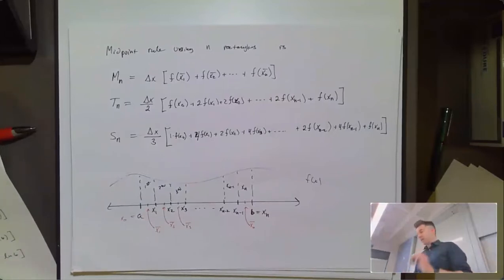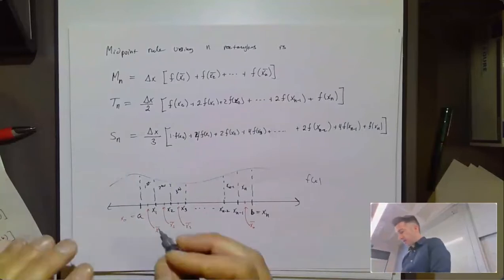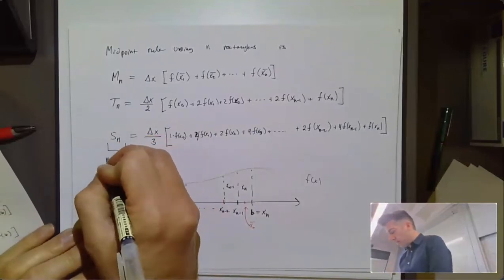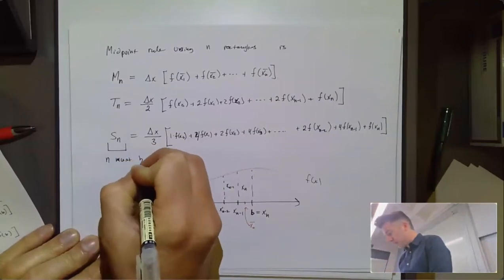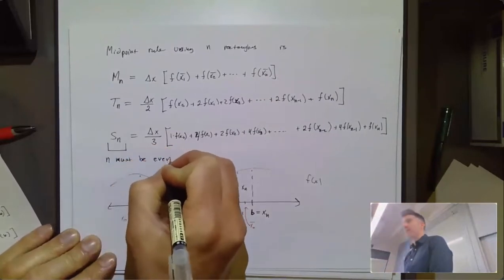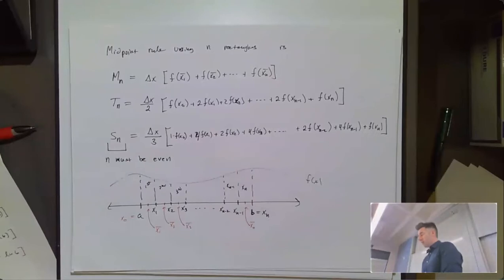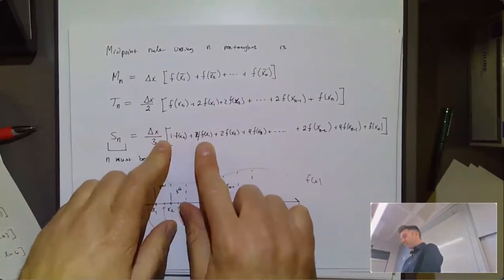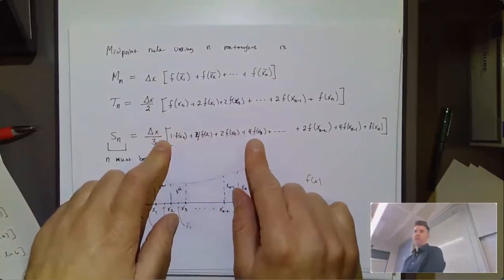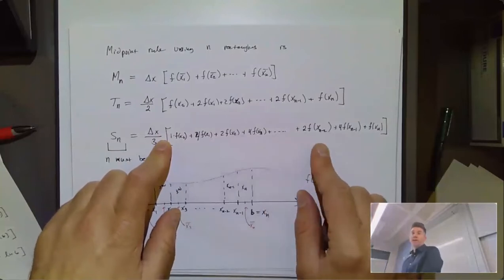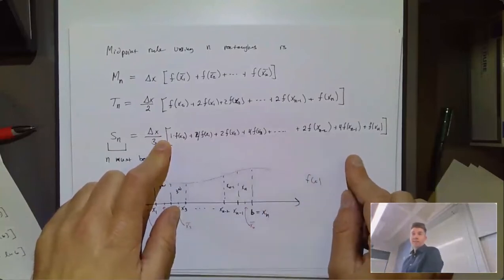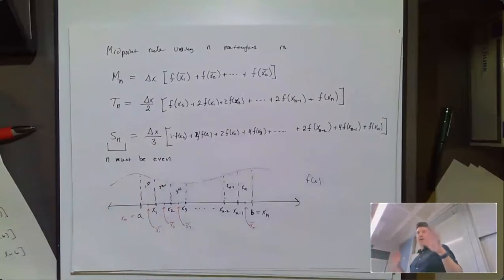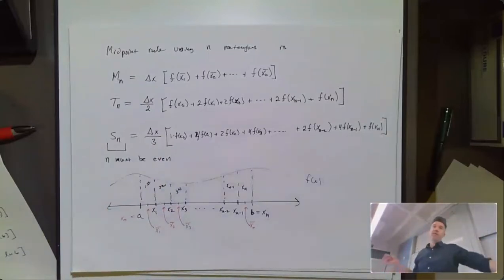There's one thing that has to be true for Simpson's rule, and that is your n must be even. For example, if n is 6, I get 1 f of x naught, 4 f of x1, 2 f of x2, 4 f of x3, 2 f of x4, 4 f of x5, and then 1 f of x6. But if my n was 5, I wouldn't have enough terms to get the 1, 4, 2, 4, 2, 4, 1 pattern at the end.